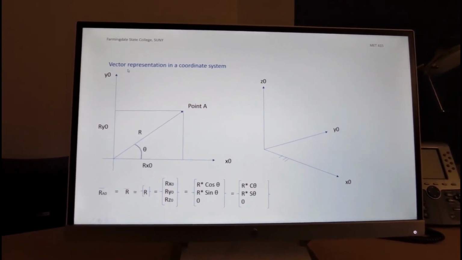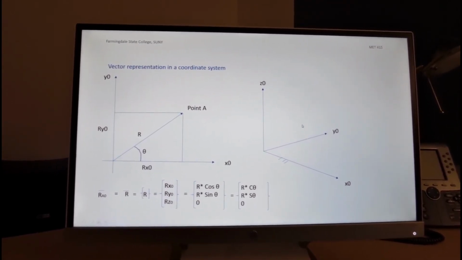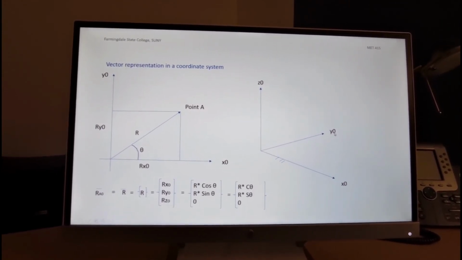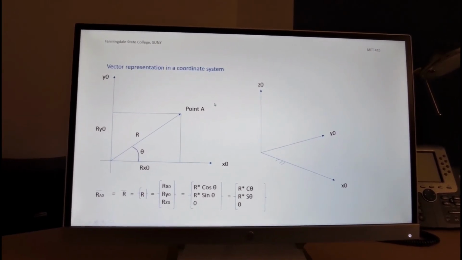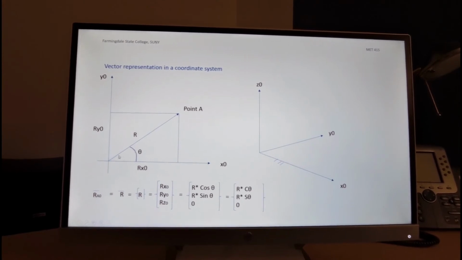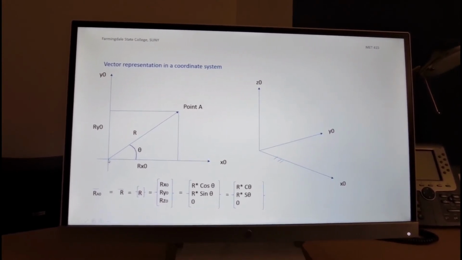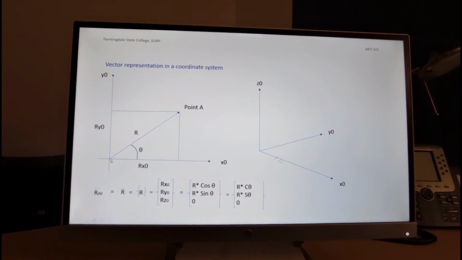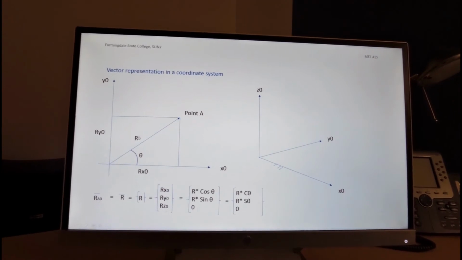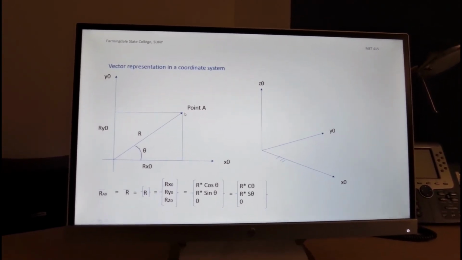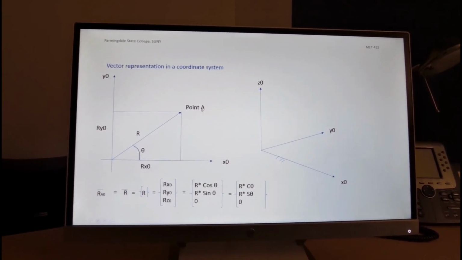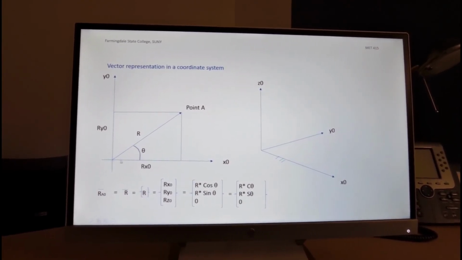If you look at the vector representation in a coordinate system, let's take a look, for example, at the inertial coordinate system, x0, y0, and z0. If we take a top view of this coordinate system, we end up with x0 and y0, and z0 is coming out of the screen. And if we have a vector, which is represented here by letter r, to a certain point in this coordinate system, which we represent as A, this vector has two components.